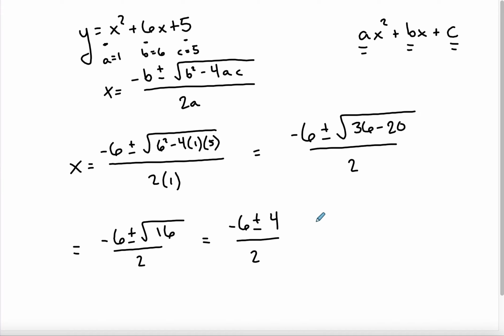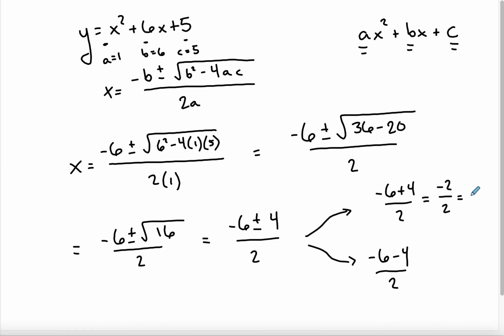Great. Now we need to split this into the two scenarios that it's prompting us to do, right? Negative 6 plus 4 divided by 2, and negative 6 minus 4 divided by 2. So this gives us negative 2 over 2, or negative 1.